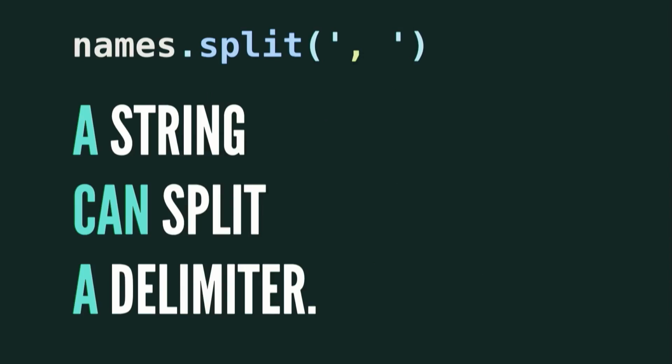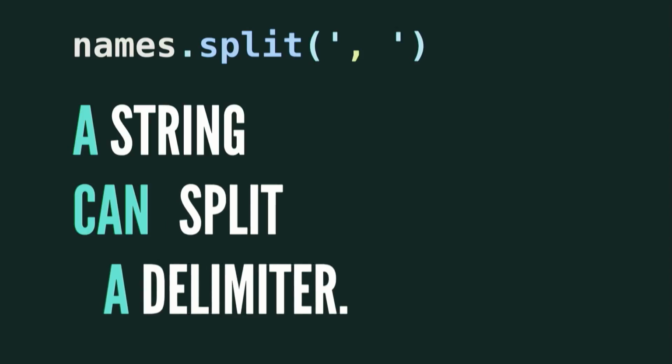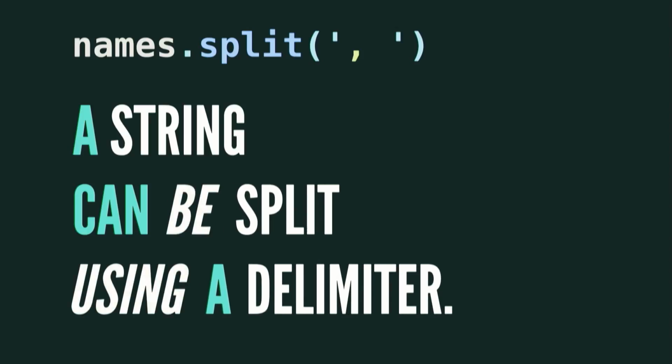The string isn't splitting the delimiter. It's not like the string is some sort of string splitter that you pass a string to and it splits it. We're splitting the string. So what we're really saying here is that a string can be split using a delimiter. The method is something that's acting on the object, not something that the object can do to other things that you give to it.